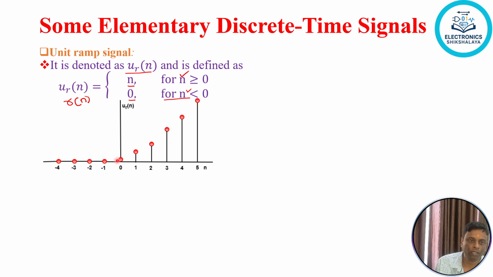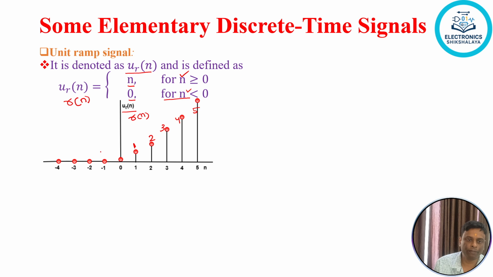You can see at n equal to 0, the value is 0. At n equal to 1, the value will be 1. Similarly, at n equal to 2 the value will be 2, then 3, 4, then 5. Likewise, this is the u r of n, or r of n.